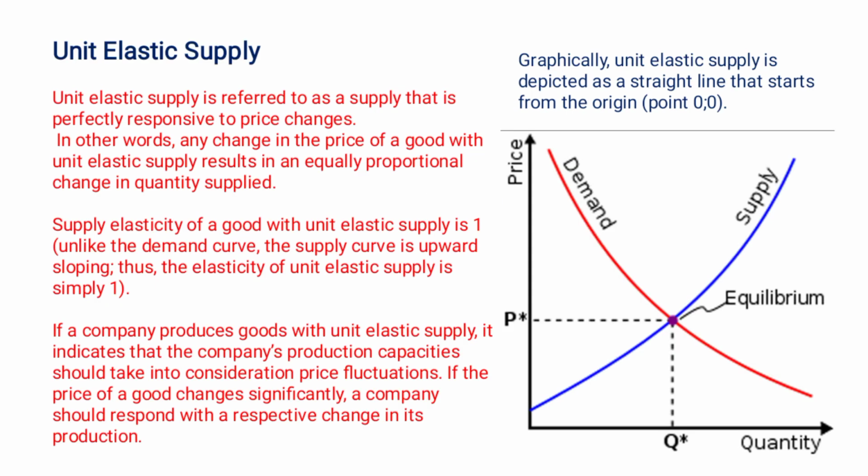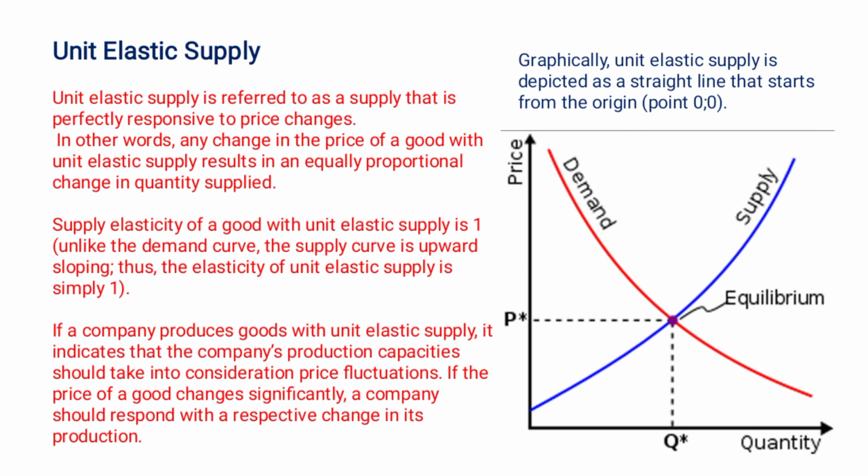Now let us try to understand in detail what unit elastic supply means. Unit elastic supply is referred to as a supply that is perfectly responsive to price changes. In other words, any change in the price of a good with unit elastic supply results in an equally proportional change in quantity supplied. Supply elasticity of a good with unit elastic supply is 1.